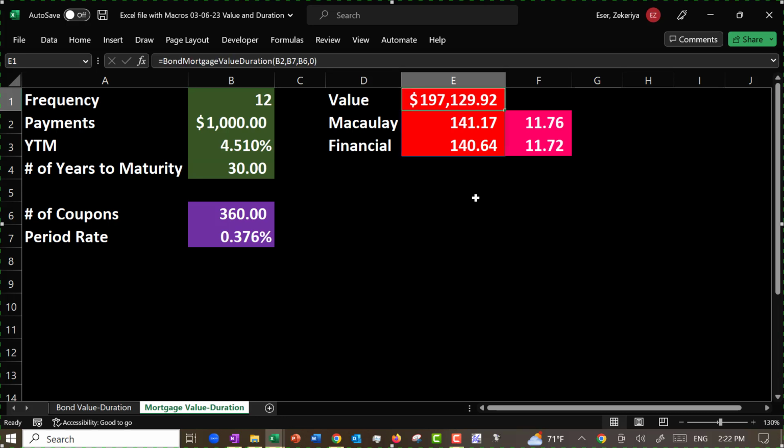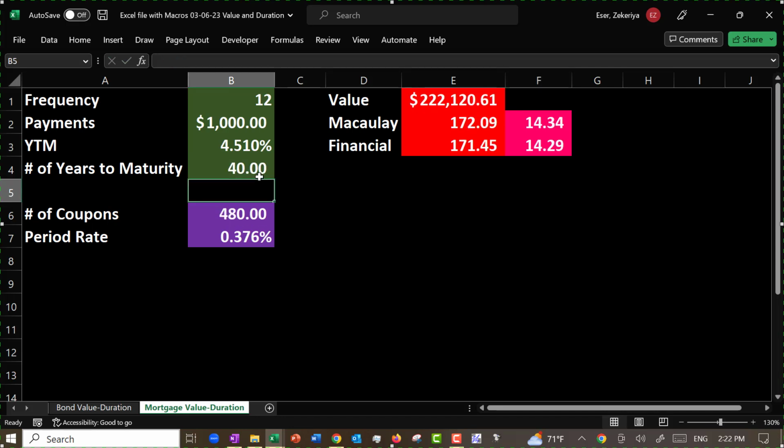And average maturity of the payments, 11.76 years, and that's the risk. If this was a 40 year, that was going to increase, or if it's a 15 year, and so on. For today, I'm going to stop here.